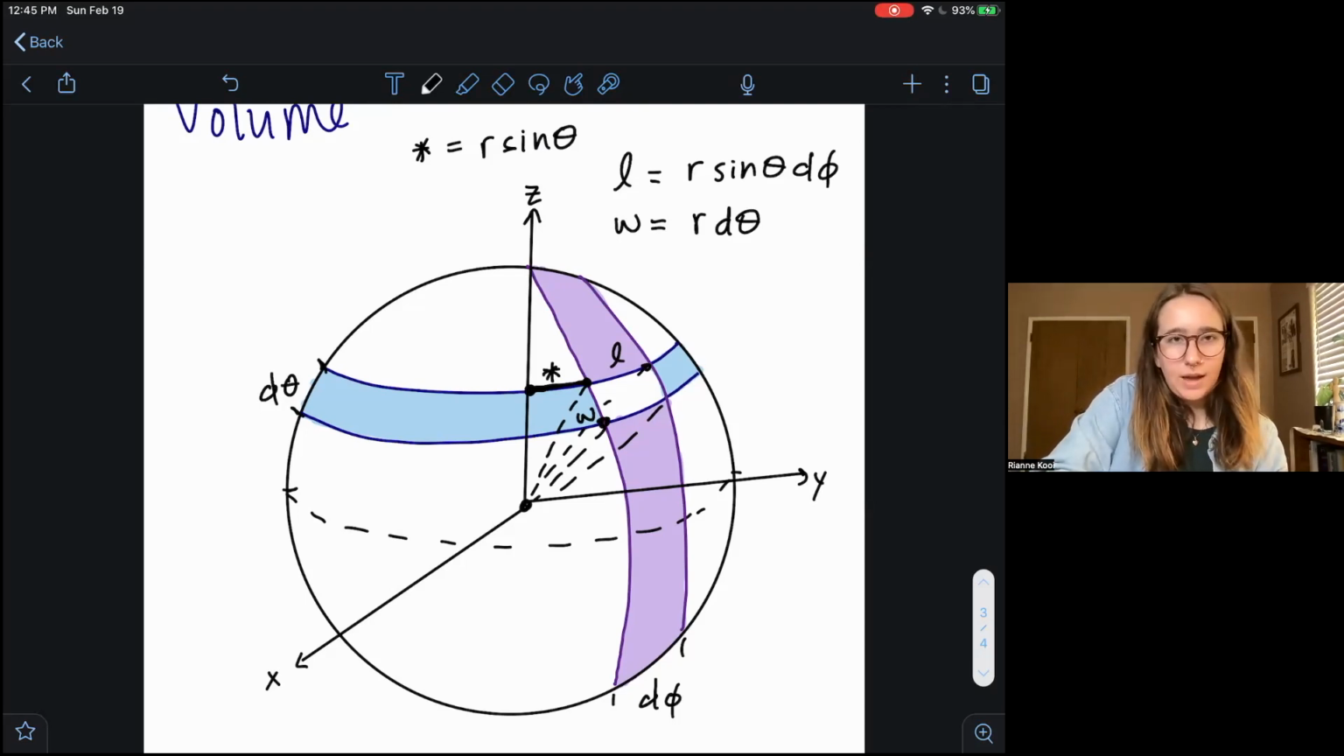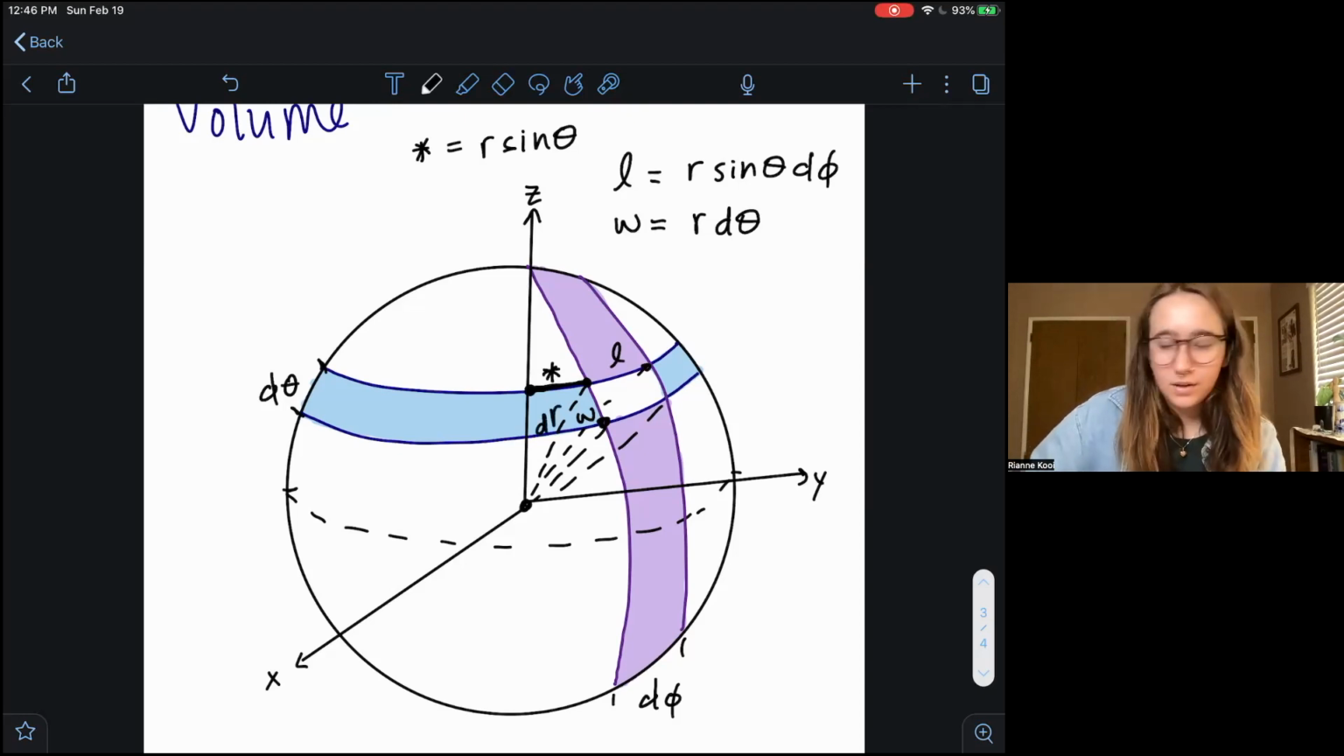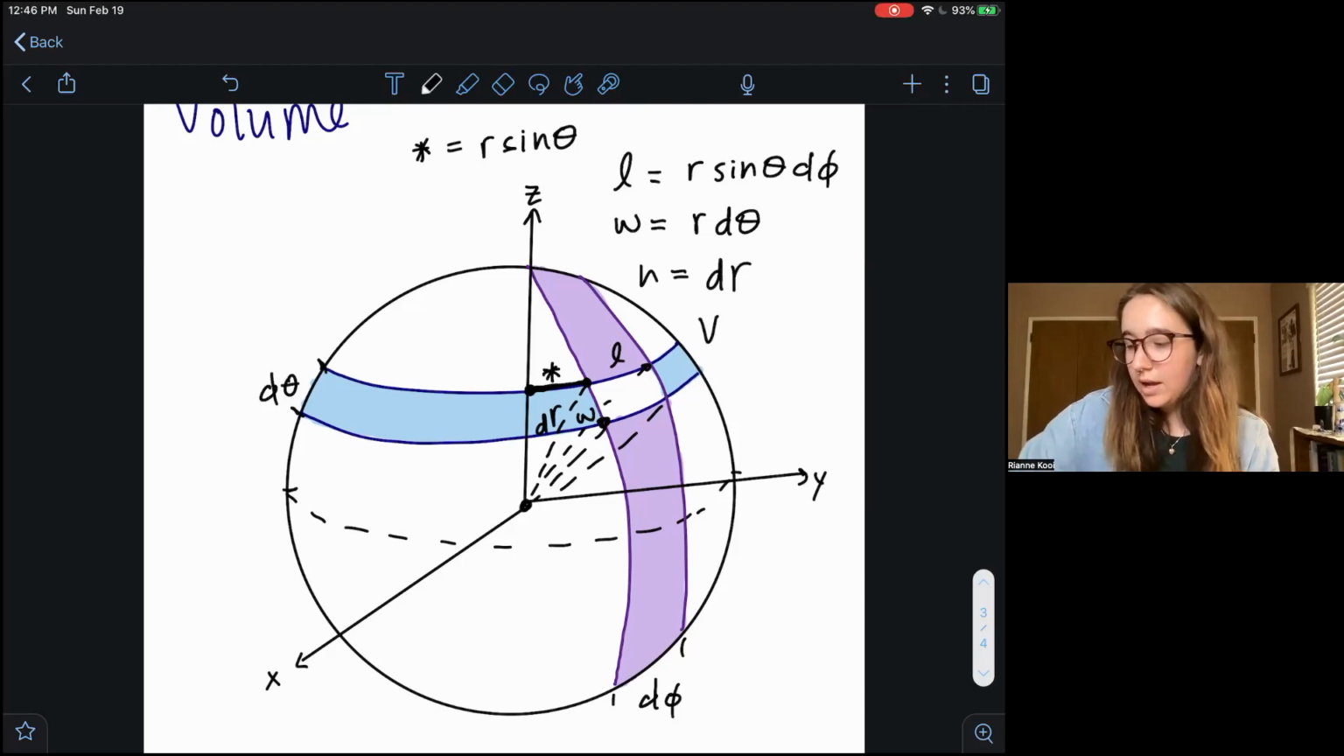But now we want to add in our volume aspect of it. So our height now, if we're taking this little, I know I said pyramid before, but it looks more like a rectangular prism if we just had it stuck down there. This value here is our dr. So our height is just dr. And our volume of a rectangular prism is just length times width times height.